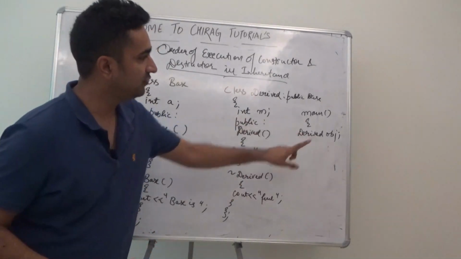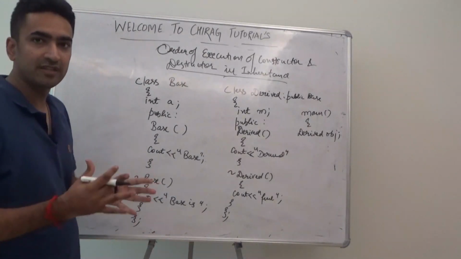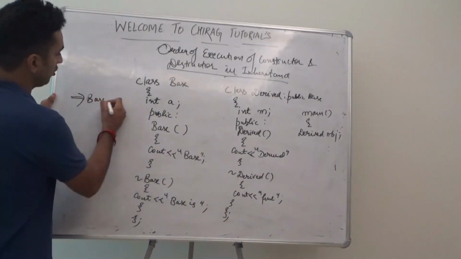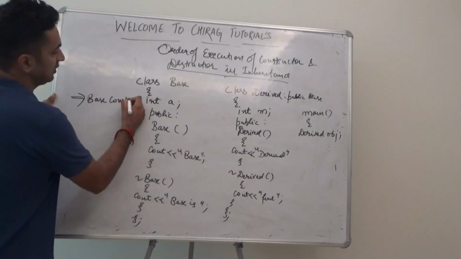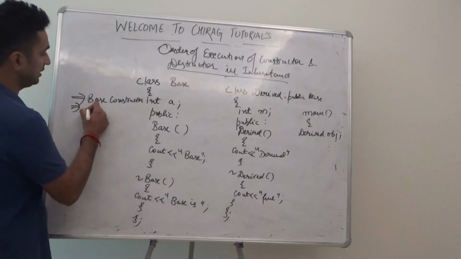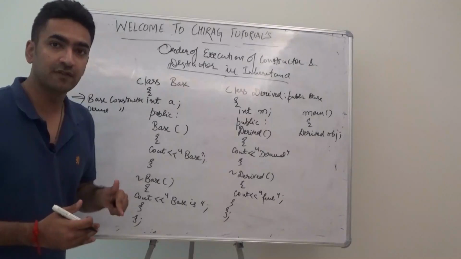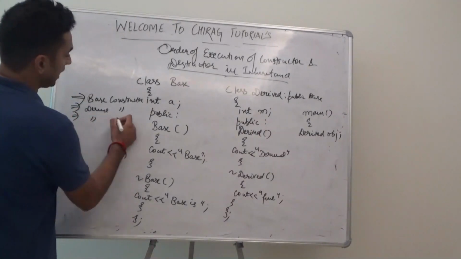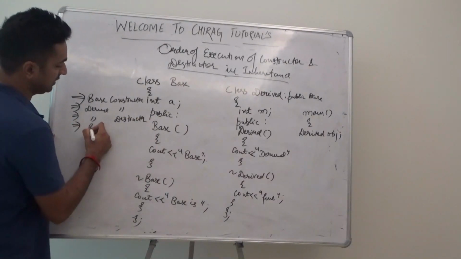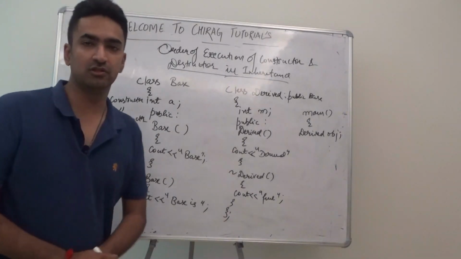But the moment the object of the derived class gets created, firstly what will get called? The order of execution always works like this. Firstly we will get the call of the base class constructor. If there is a constructor of the base class, that will get called. Then the derived class constructor gets called. But the destructor order is a different order. Over there, the derived class destructor will get called, and last the base class destructor gets called. So that's the order of execution of this.